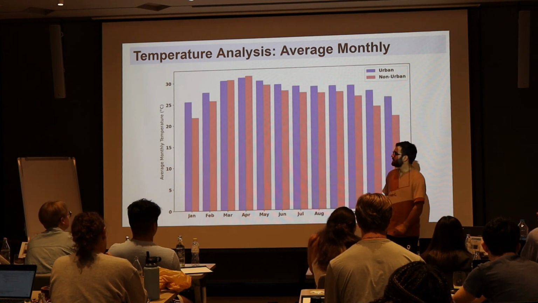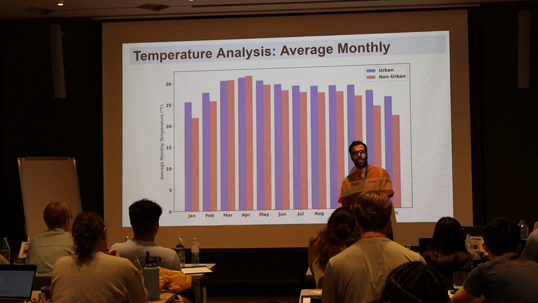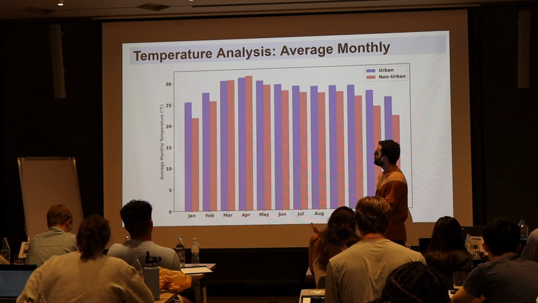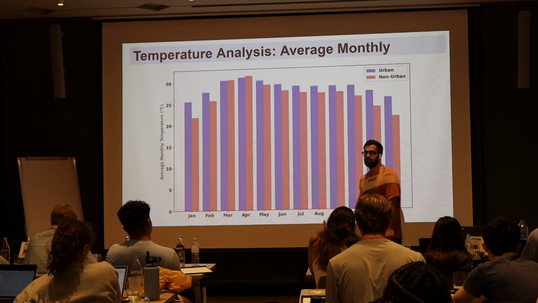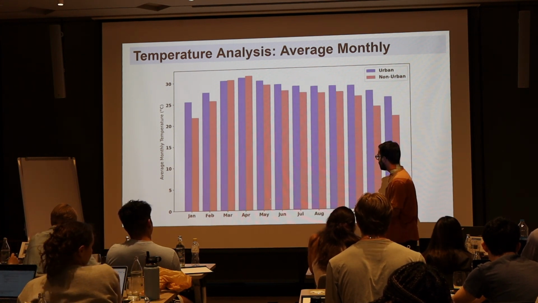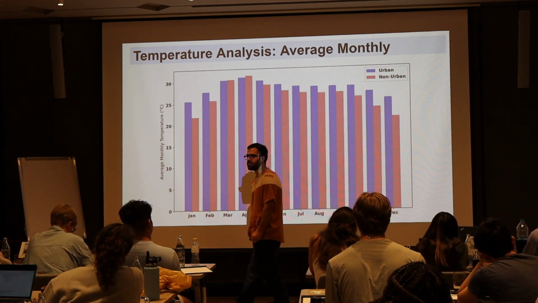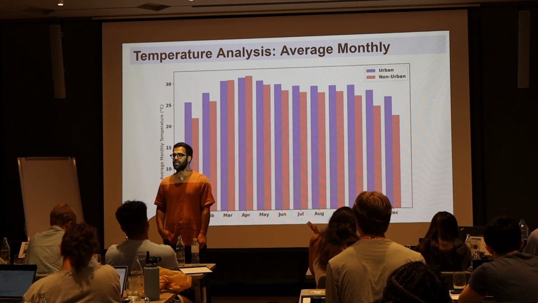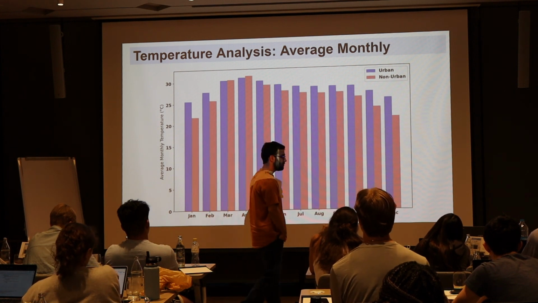So this is on average. Let us say you want to know about the temperature in January on average. So this is the temperature in January, both urban and non-urban areas. Similarly, in May you will expect around 30 degrees on average throughout the month. But it can go up to 32, 33, sometimes 25. On average, the month of May has this kind of temperature.